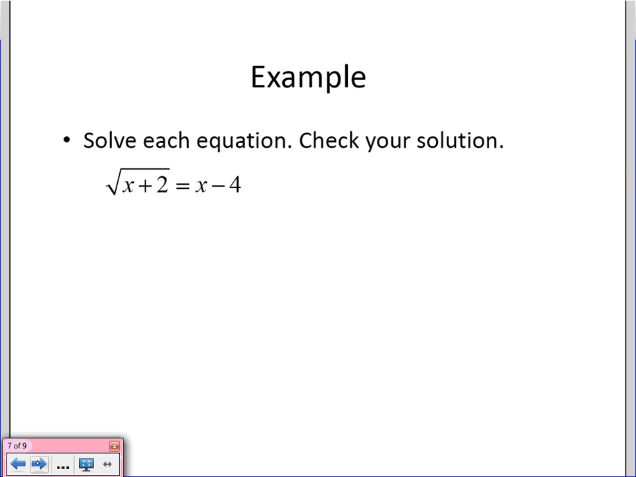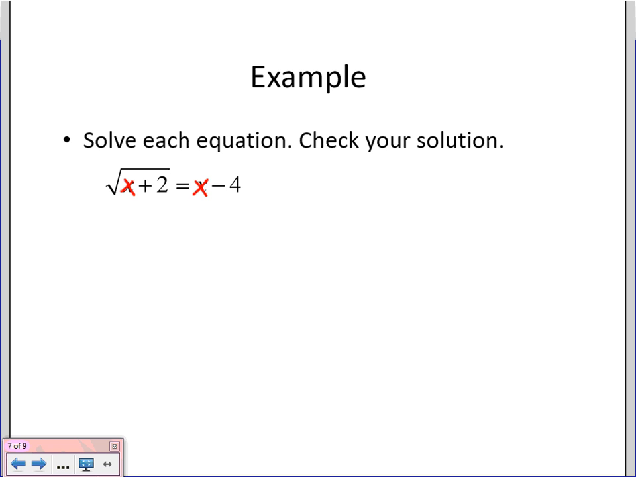Okay, now this is a little bit different than the one we've seen before in the fact that it has a variable on both sides of the equal sign. So first of all, we still want to isolate our square root, and because this one's already isolated, I'm going to go ahead and go into the next step.